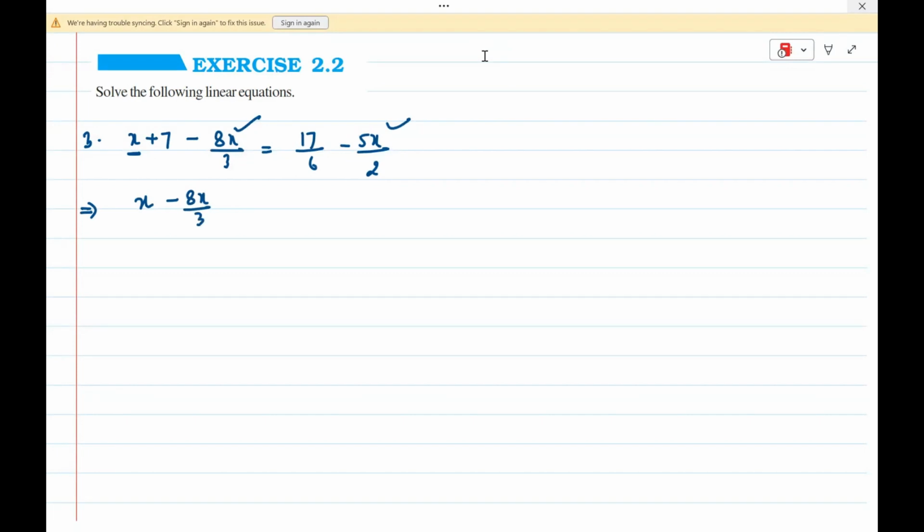So it will be minus. Minus 5x by 2 is on the other side of the equal sign. So it is going to be plus on the left hand side. The remaining number, which is the constant term, I'll transfer to the other side. So moving 7 to that side will become minus. Again, here nothing means 1.